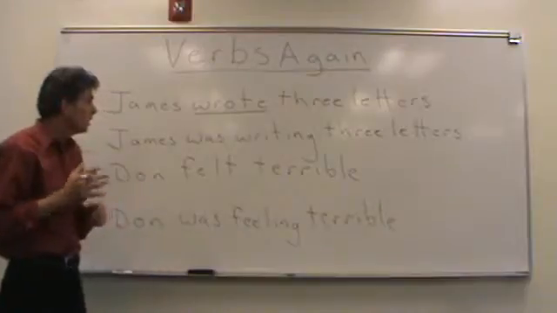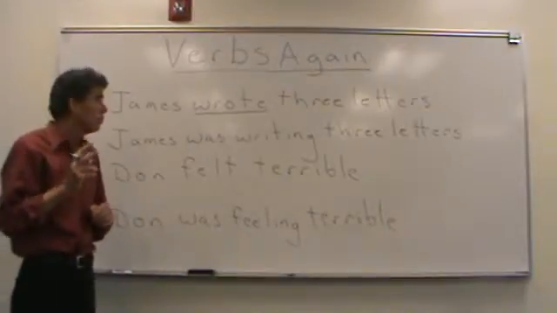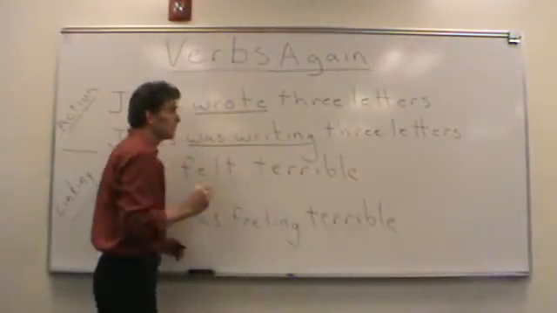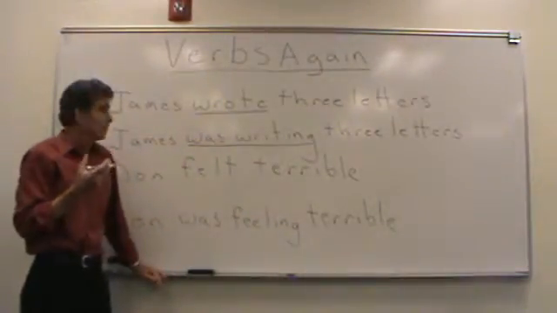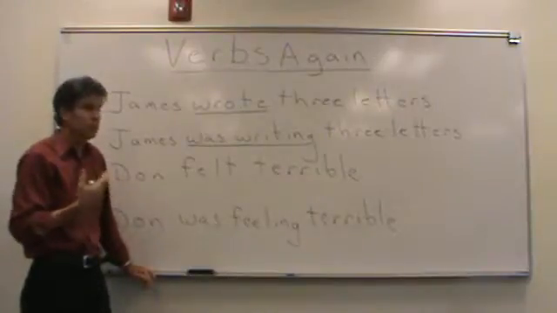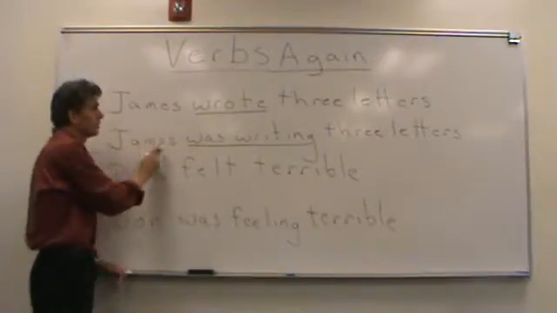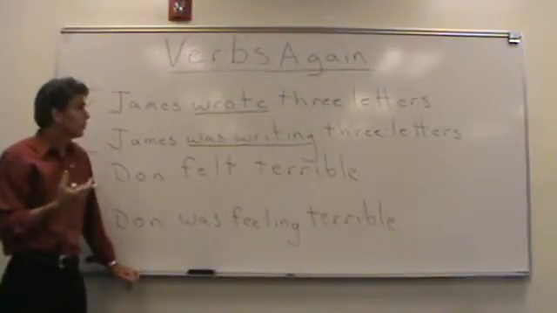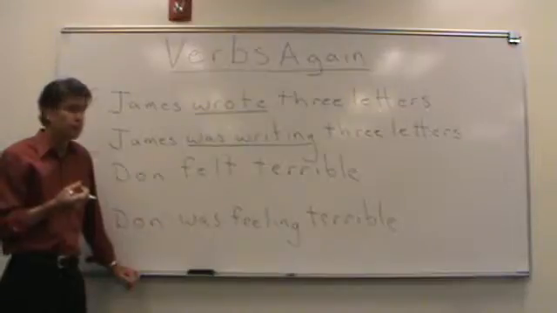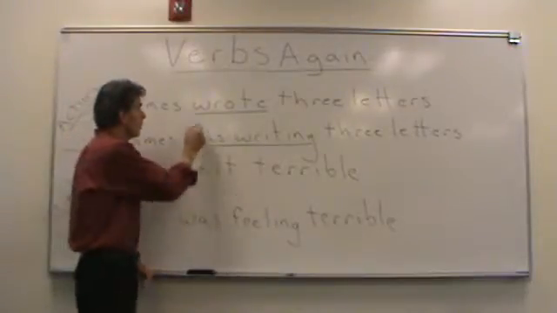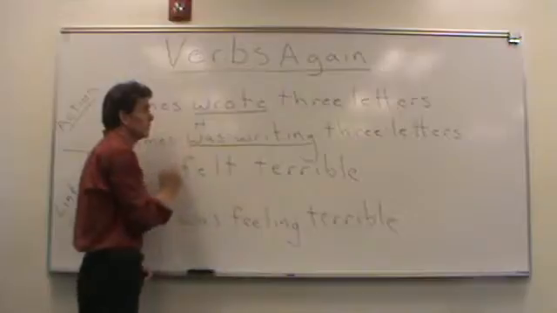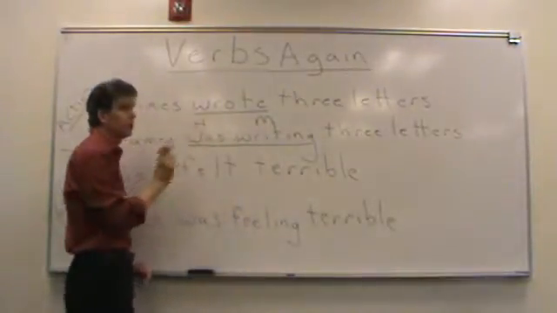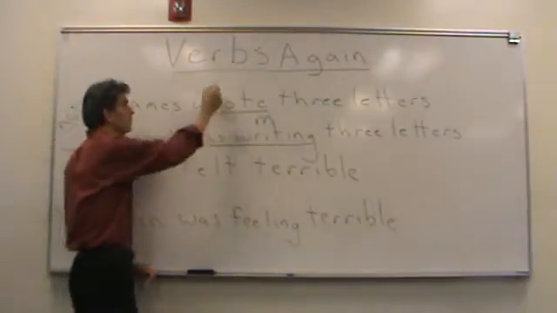Okay? In this case, the verb is 2 words long. It was writing. Okay? And this is very important to understand. James is still doing writing. In this case, he had done it in the past. In this case, it was ongoing in the past. James is your subject. Your full verb is was writing. In this case, was is your helping verb. Writing is your main verb.